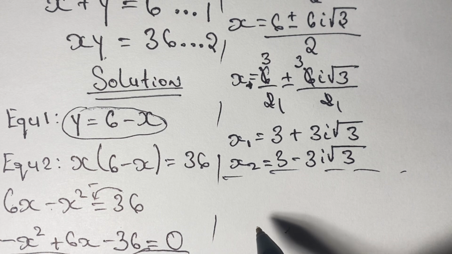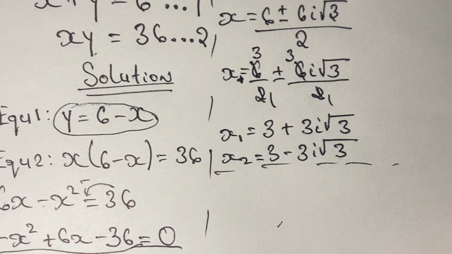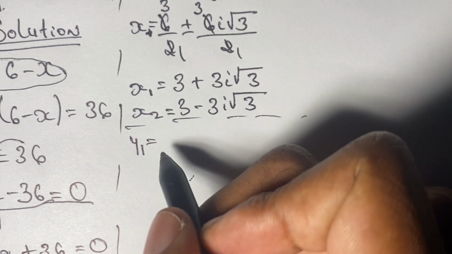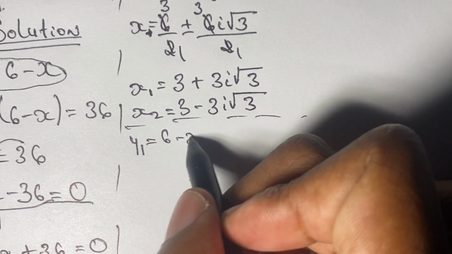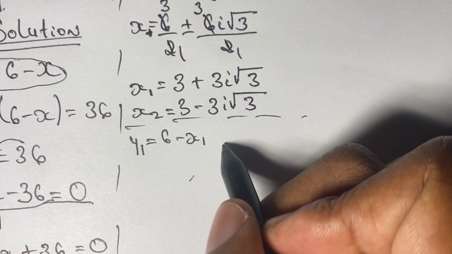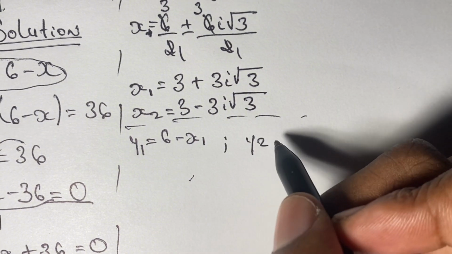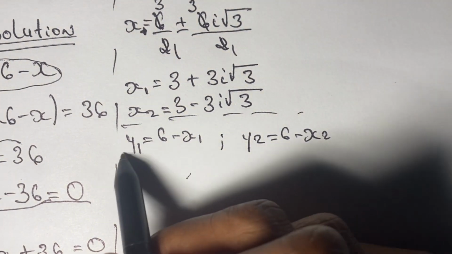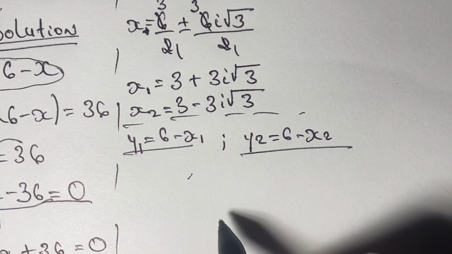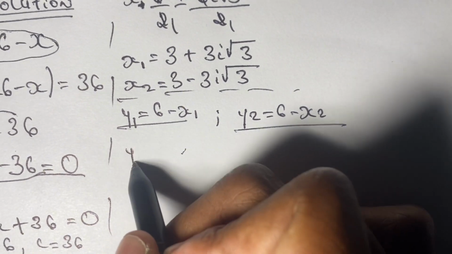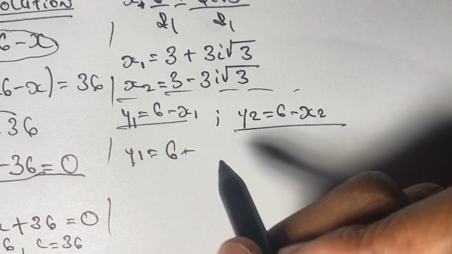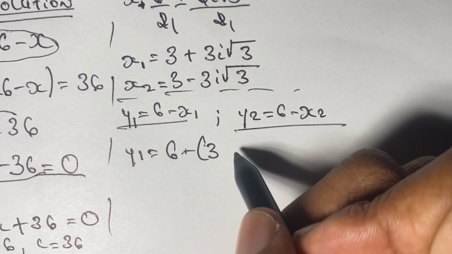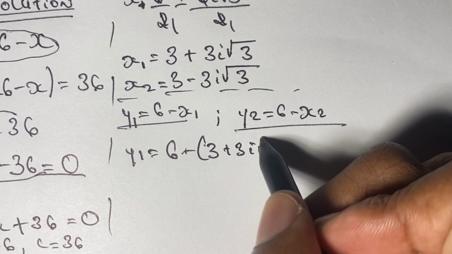If we have two solutions for x, we'll also have two solutions for y. We have y is equal to 6 minus x. So in this case we would have the first solution of y being 6 minus x, and in this case we refer to the first value of x, and then we just do the same for the second value of y, which is that y is equal to 6 minus the second value of x. So we're just going to find the solutions of y. Starting with the first solution of y, we would have y is equal to 6 minus the first solution of x, which is that x is equal to 3 plus 3 times i times the square root of 3.